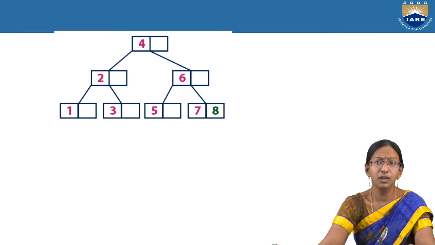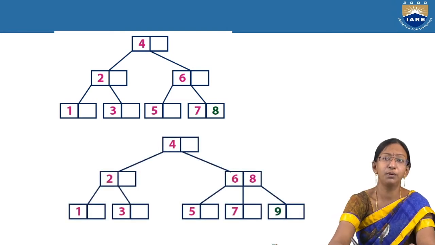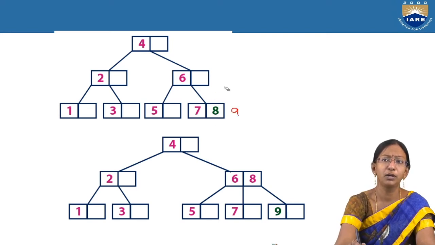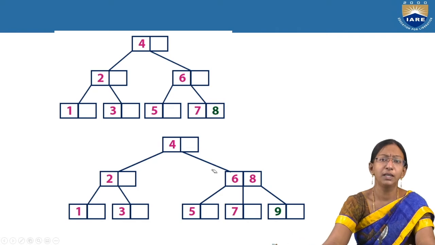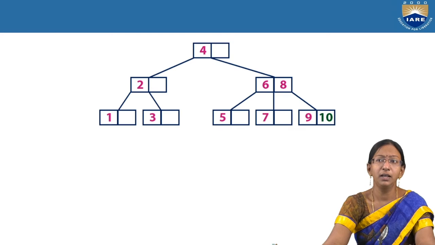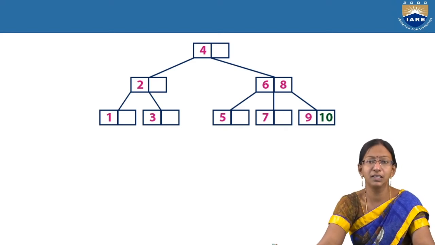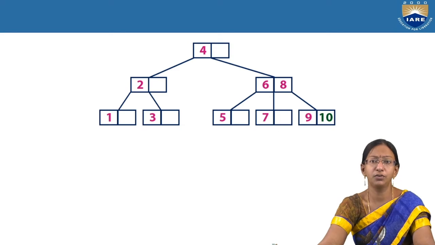No problem. 9. Again, a problem arises as this node cannot accommodate 9. So as this cannot accommodate 9, I'm going to split it and send 8 to the top. When I send 8 to the top, the right subtree of 4 is fully filled. Right? Now 10. Now you can see that while inserting 10, no problem. Everything is clean. So this is how we construct a B tree of order 3.